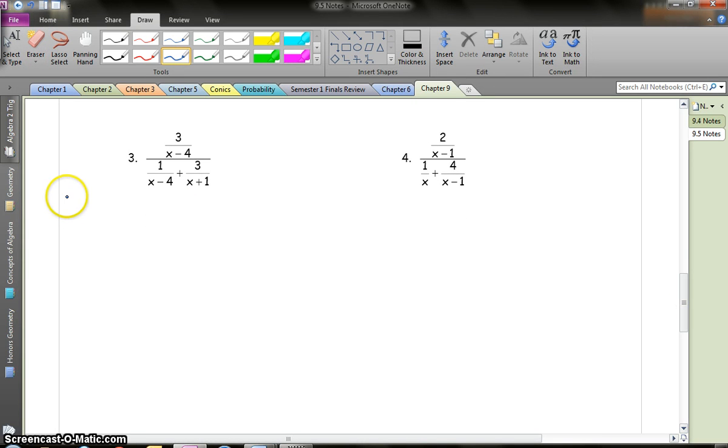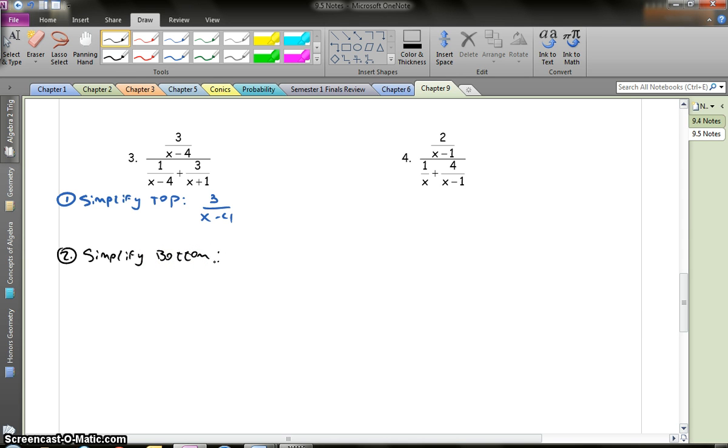Alright, so the first piece is simplify the top, or the numerator. In this case, we have 3 over x minus 4. There's nothing to be simplified there. It's all by itself. Alright, our second step is to simplify the bottom, the denominator.